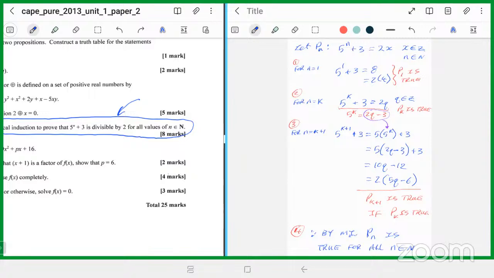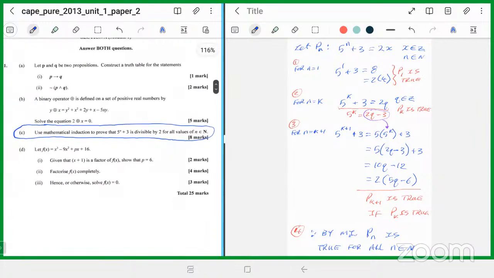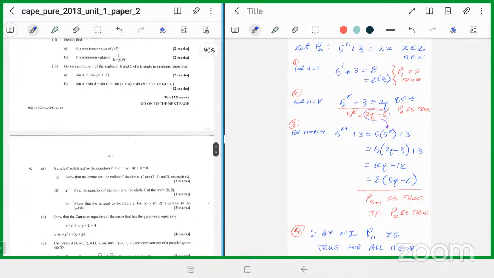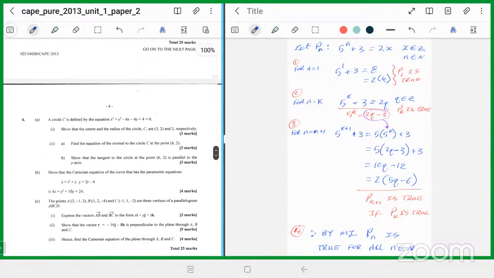Could you do? Say that again? Just see my breaking up, yes? Could you do question 4B? Could you do question 4B? On this paper? Yeah, on this paper. Yes, sir. You must try the one topic at a time here. But anyway, question 4B. This one right here? All right, let's go.